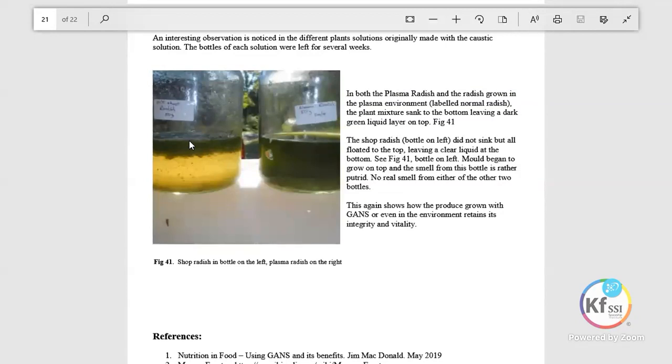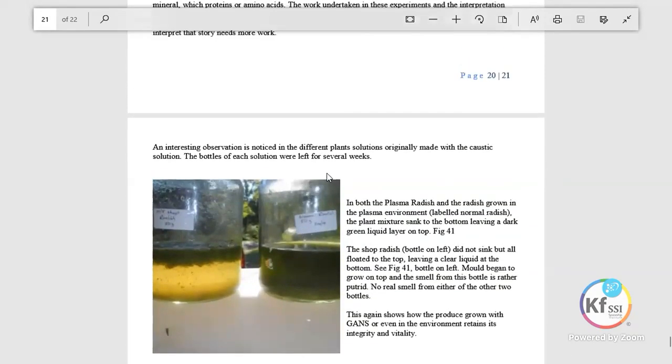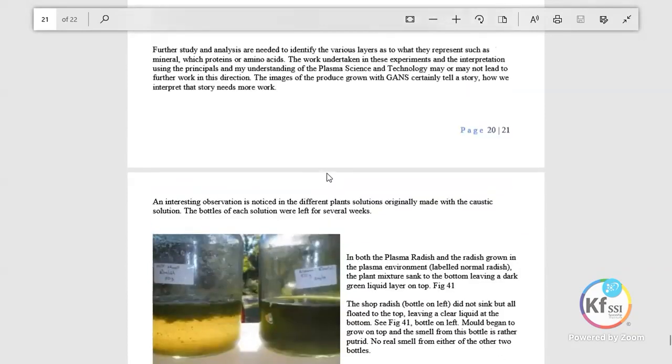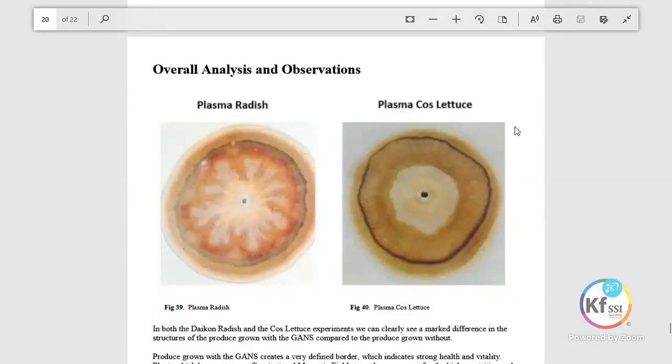And this to me also just showed an indication of the noticeable differences between the produce grown with the plasma and that without. So I hope you enjoyed that, and I'm sure you can tell us whether this belongs on a scrap heap or we try again, Mr. Keshe. Thank you.